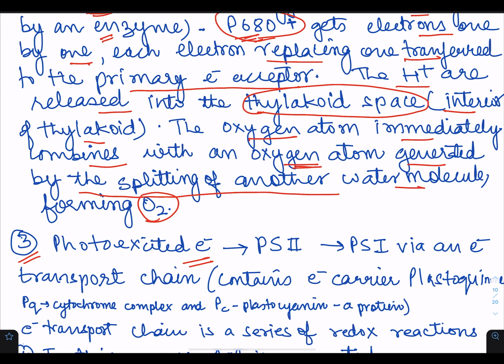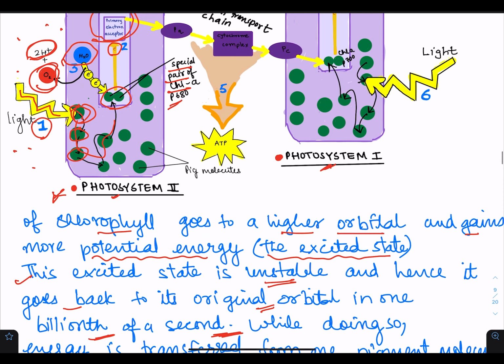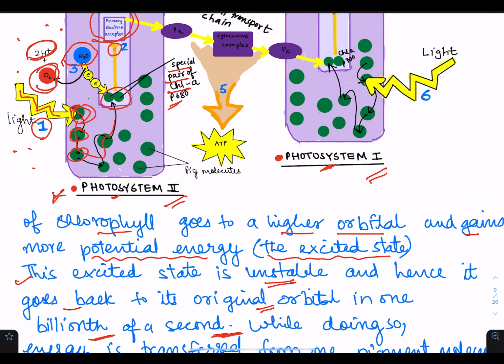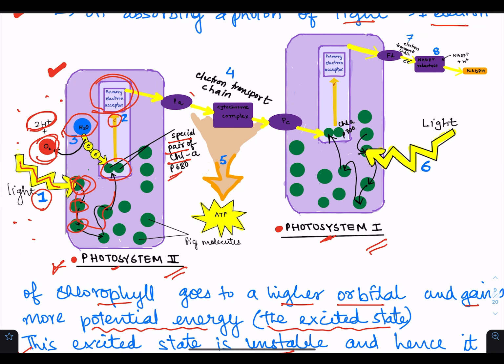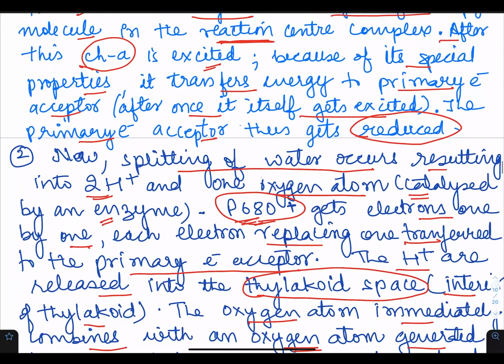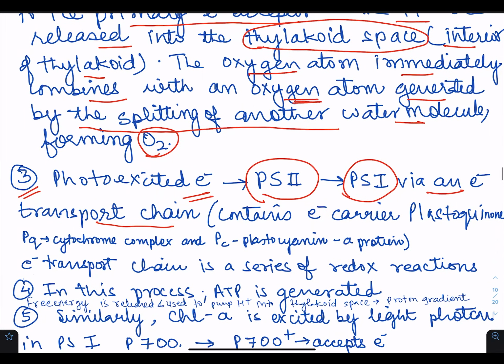Photo-excited electrons go from photosystem 2 to photosystem 1 via an electron transport chain. See, photosystem 2 to photosystem 1, they are going like this, and this is the electron transport chain. What will this electron transport chain contain? Electron carrier plastoquinone. We symbolize it as PQ.